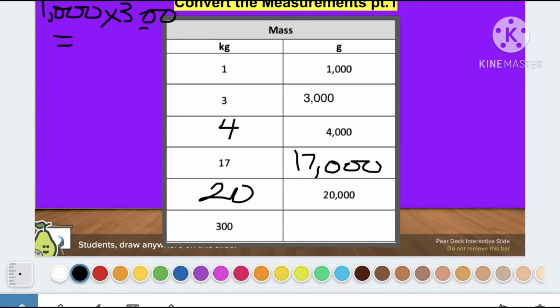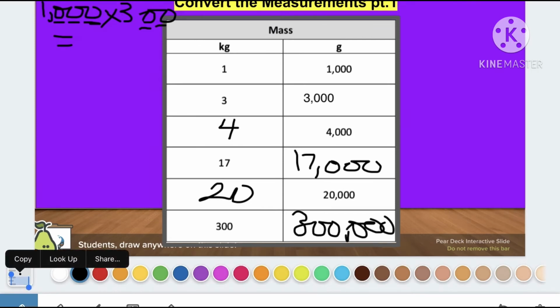If you're getting stuck, look at how many zeros you have all together. That's right, you guys, 300,000. A trick is multiply your two numbers together first. 1 times 3 is 3. And then go back in and add your zeros. I have 5 zeros here, so I'm adding in 5 zeros.